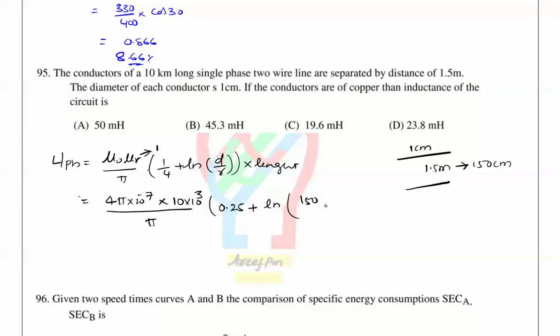So 150 centimeters divided by, and here the given is each conductor diameter. I want radius. So radius means 0.5 is the radius. So this is the diameter, this is the radius. So 0.5 centimeters. So if we solve this, we get the answer as 23.8 millihenry. The option here is D.